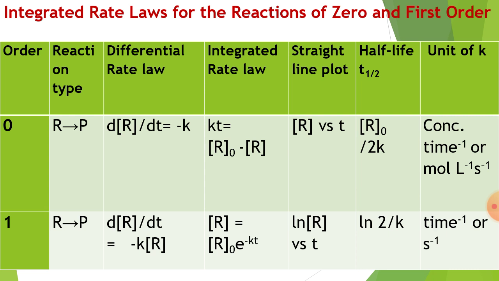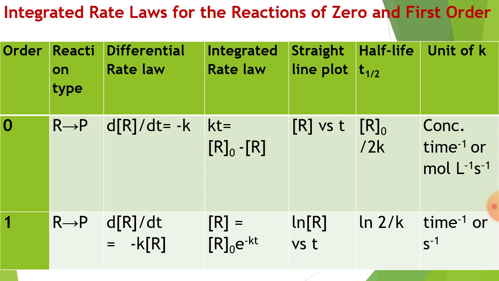Then first order reaction, again R changes into P product. dR by dt equals minus K R, that is the rate depends upon the concentration to the power 1. Integrating this equation, we find the rate law, R equals R naught e to the power minus Kt. The plot between natural log R versus T also gives a straight line. Half-life for this is natural log 2 by K, and the unit of K is time inverse, that is second inverse, minute inverse.